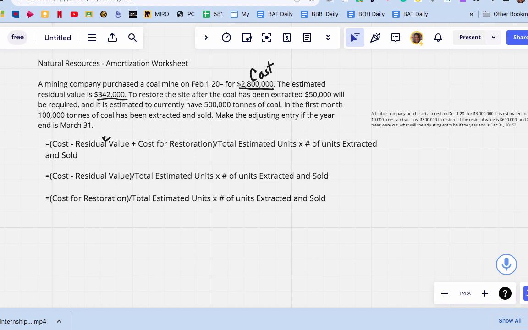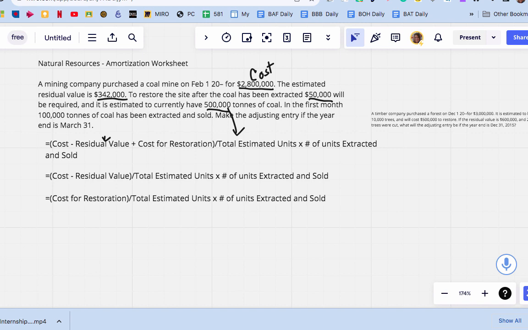To restore the site after the coal has been extracted, $50,000 will be required, and it is estimated to currently have 500,000 tons of coal overall. So that's going to be our total estimated units that are going to be extracted and sold. And in the first month, 100,000 tons of coal have been extracted and sold. So this is going to be the number we're going to use to do our adjusting entry.